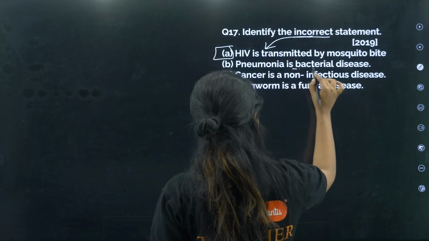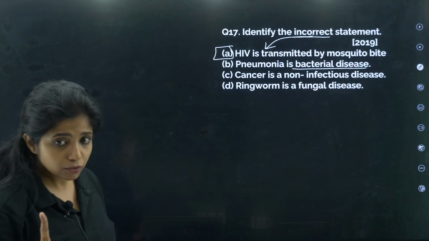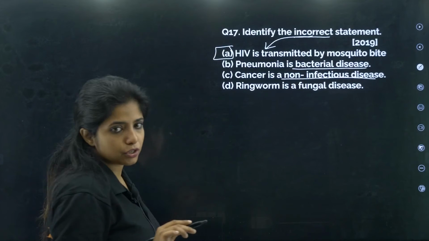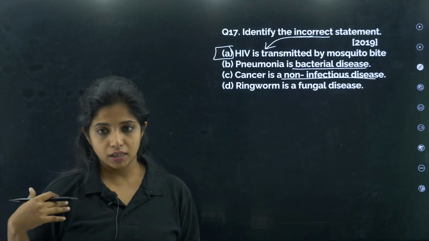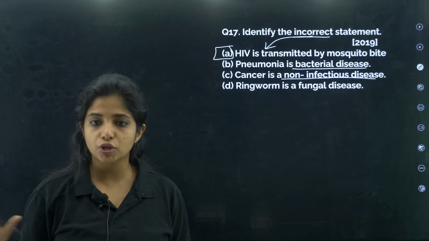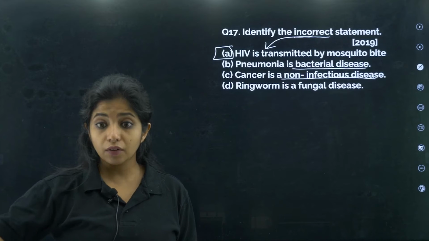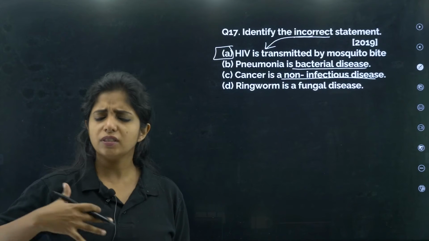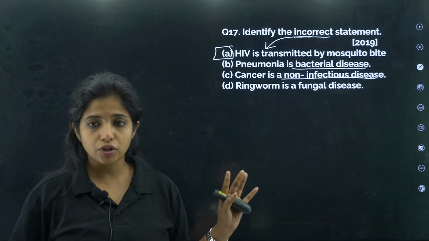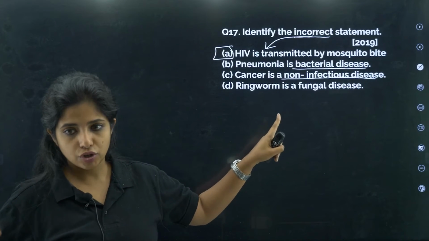Pneumonia is a bacterial disease. Yes, it is a bacterial disease. It can be caused by virus also, which is not given in the book. Cancer is a non-infectious disease. Yes, it is non-infectious. Someone has cancer, I cannot get cancer just because I am getting near them. No, it is non-infectious. Infectious as in something that you can get from another person through aerosols or things like that, from air, from water, from food and things like that. That is infectious. Over here, cancer is not infectious.